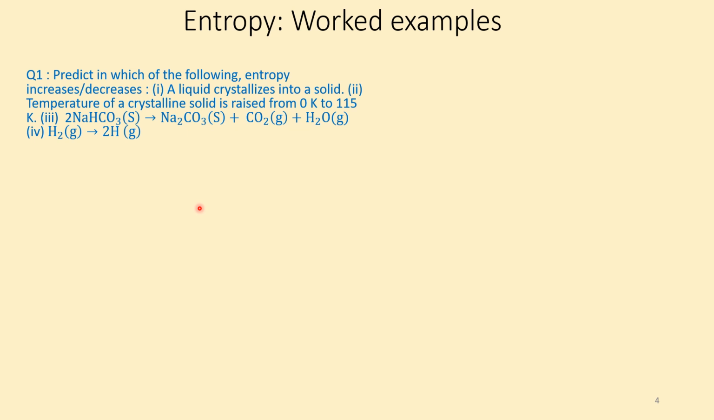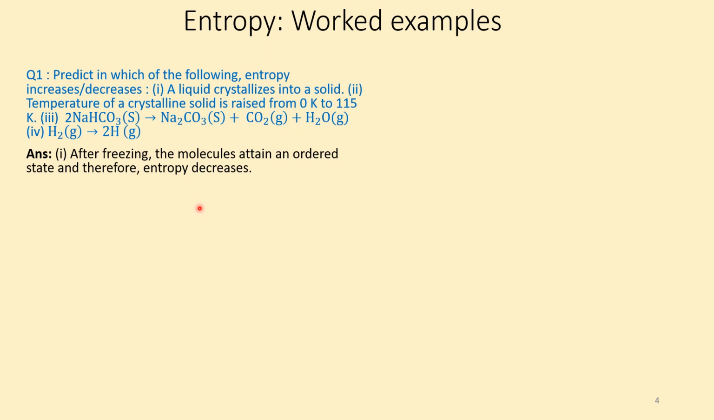Part 3 of the question is 2NaHCO3 in solid state decomposes to form Na2CO3 in solid state plus CO2 in gaseous state plus H2O in gaseous state. This is the equation wherein the changes are taking place. And part 4 is H2 gas gets converted to 2H gas.